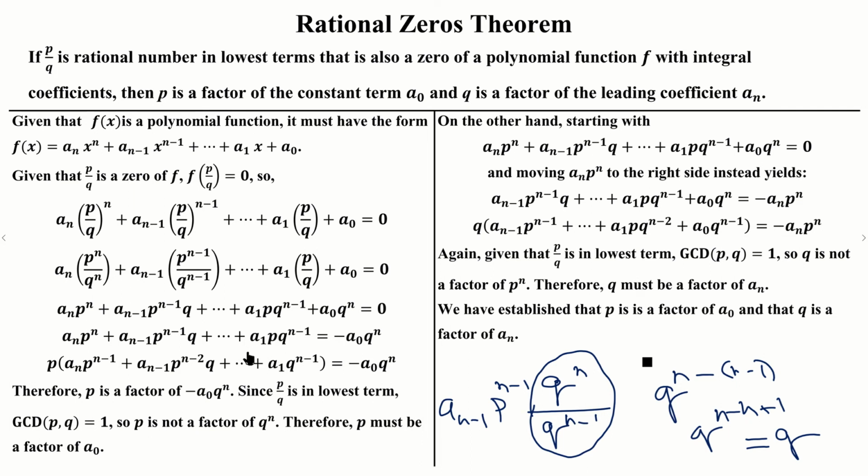The p's cancel out in the last term, right? Is equal to negative a0 q to the n. So this means that p is obviously a factor of this expression on the right. Why? Because the expression on the right is p times some polynomial, right? Now, p over q is in lowest terms, right? That means the greatest common divisor between p and q is 1. So p can't be a factor of what? q to the n. Therefore, p must be a factor of what? The only thing that's left, which would be a0, right?